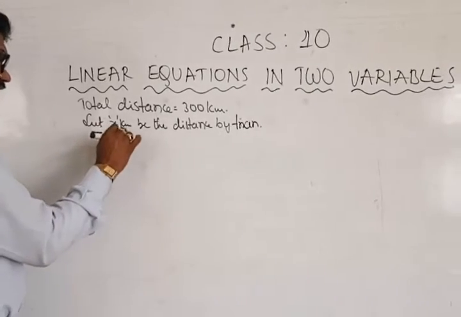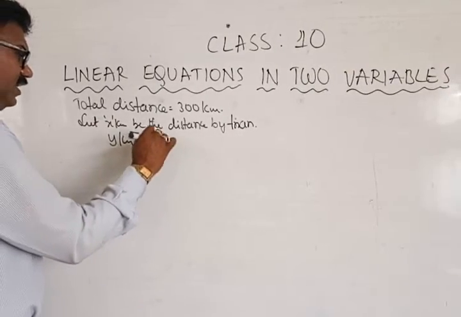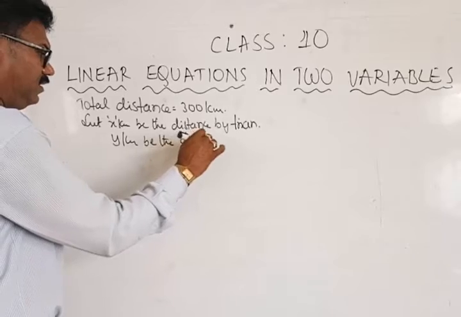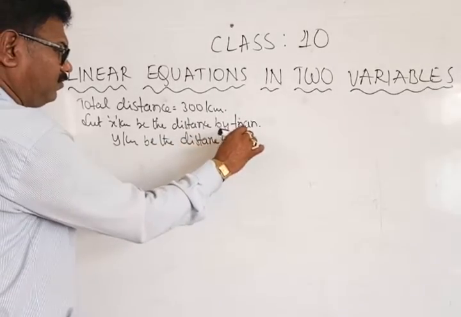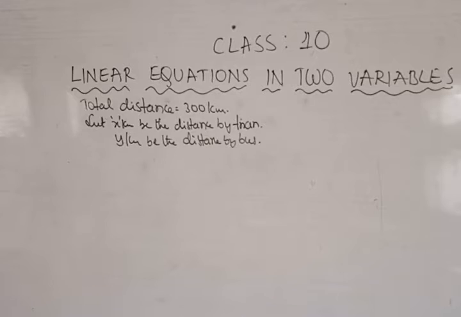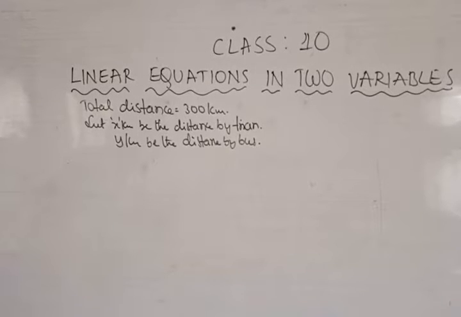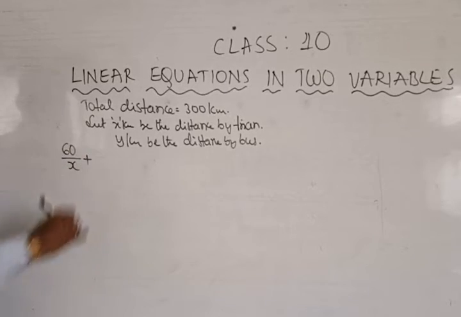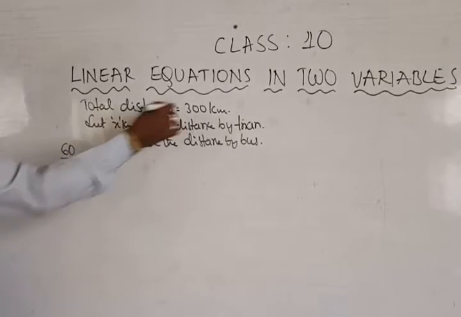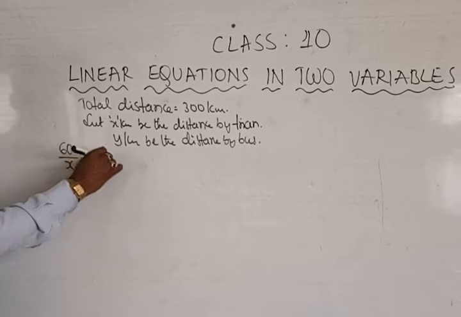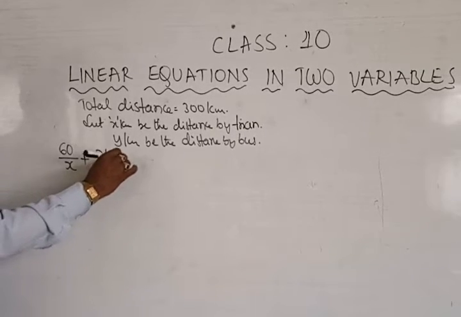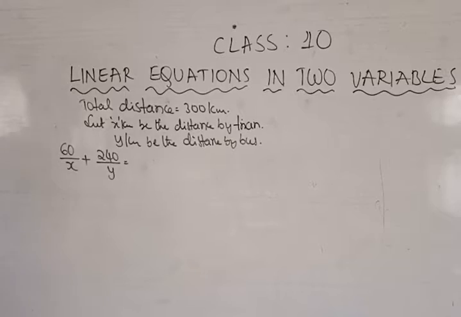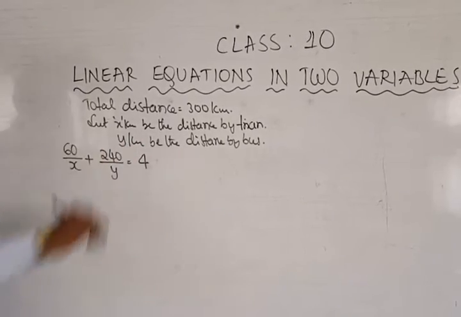and y kilometers be the distance by bus. Now you see the first one, she takes 4 hours if she travels 60 kilometers by train. So 60 by x. In 300 kilometers, 60 means how many kilometers? 240 by y equal to 4.